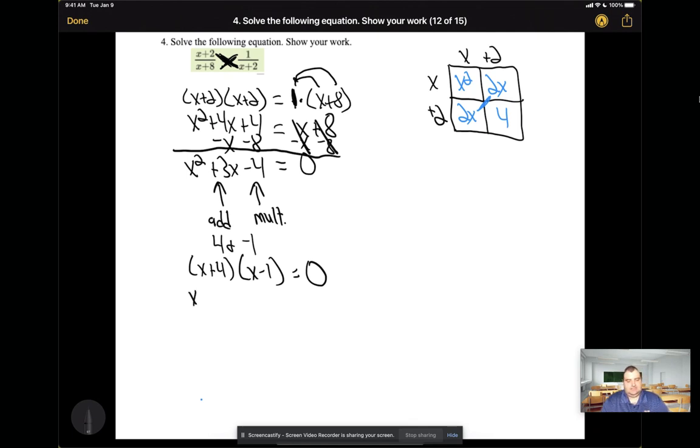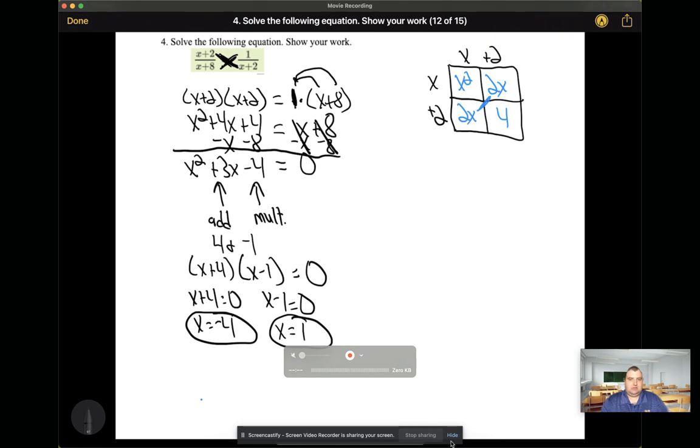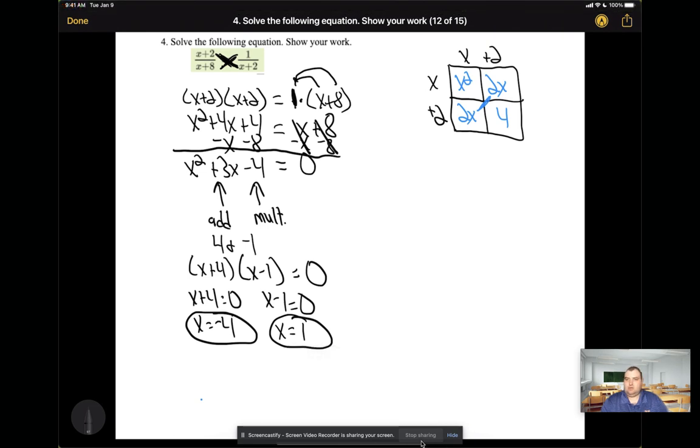And then I can set each factor equal to 0 to get my solutions. So x plus 4 equals 0. If I subtract 4 from both sides, I'm going to end up with x equals negative 4. And x minus 1 equals 0. If I add 1 to both sides, I'm going to end up with x equals 1. So my two solutions for number 4 are x equals negative 4 and x equals positive 1.